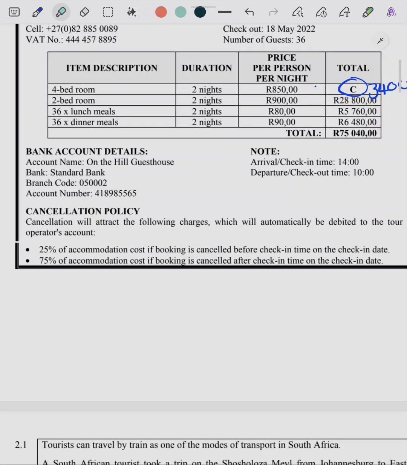So we've got here, according to the cancellation policy, 25% if it's cancelled before the check-in time on the check-in date, and 75% if it's cancelled after the check-in time on the check-in date. So let's go and see firstly how much did these people spend and how much are they going to have to still pay for their accommodation.